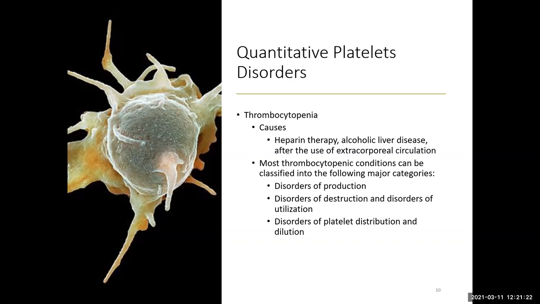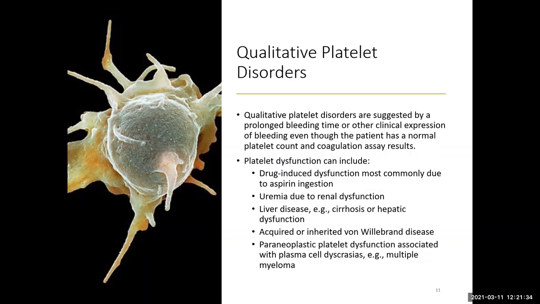And you'll learn about some of this in more detail. But if your platelets aren't functioning properly, or you don't have enough, you can see that with various disorders of platelets, platelet diseases. Qualitative disorders are going to be things like the quality of the platelet itself, its function. Drug-induced, again, when I mentioned aspirin, plays into how the platelet works. Renal dysfunction, liver diseases, acquired or inherited von Willebrand's disease, and platelet dysfunction from plasma cell dyscrasias or something like multiple myeloma. Those are things that can affect how your platelets work.